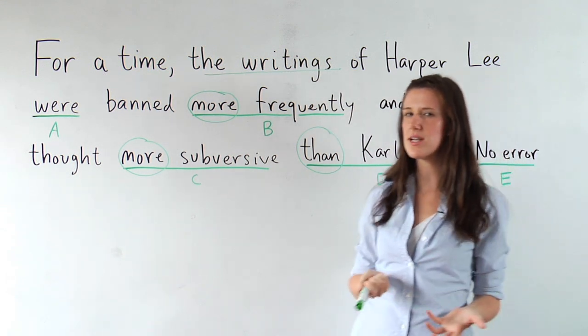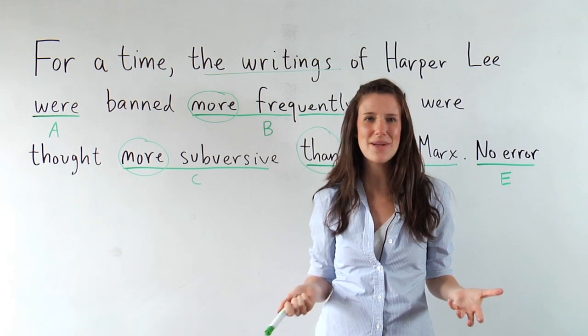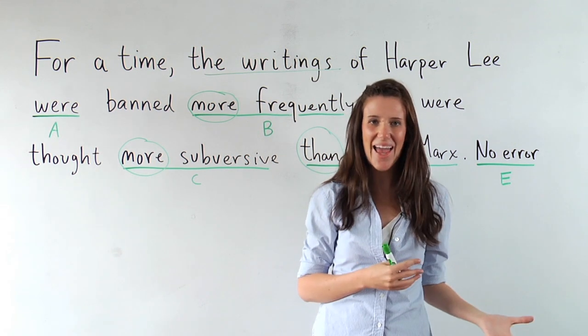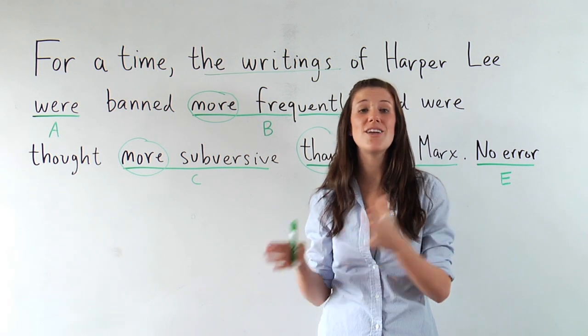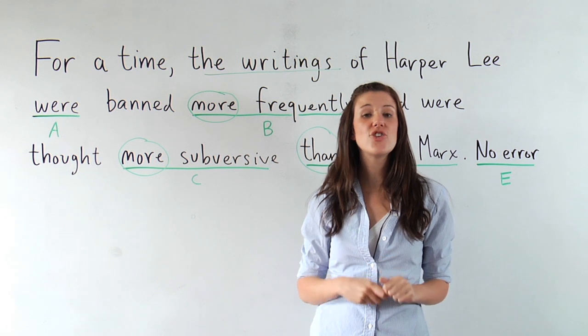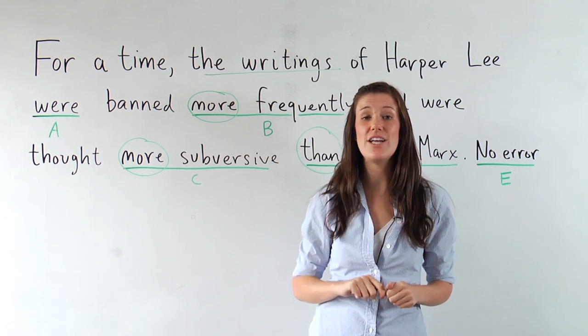Well, in the sentence as written, we're comparing the writings to Karl Marx, but that doesn't make sense, right? Because now we're comparing the writings to a guy. We know we can't do that. We have to compare people to people or writings to writings. So this is actually a comparison error on the SAT, which means that it's incorrect.